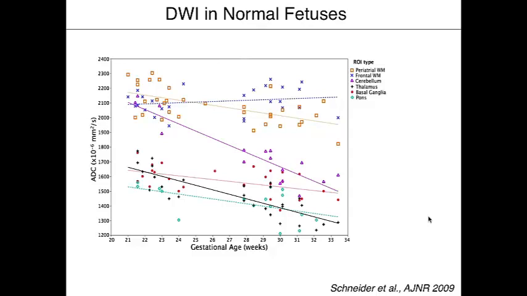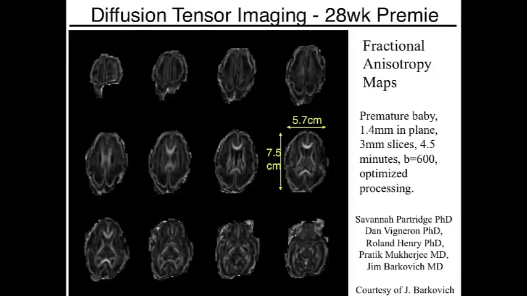And in the fetus, as I mentioned, you can measure using region of interest based analysis the ADC values in different areas of the fetal brain and compare them with normative data. And there are several publications on this in the literature. And again, knowing the gestational age, look at the normal ADC values.